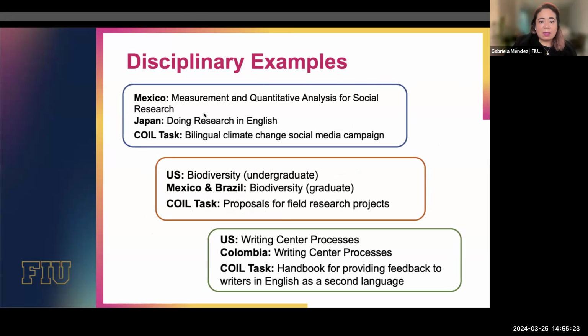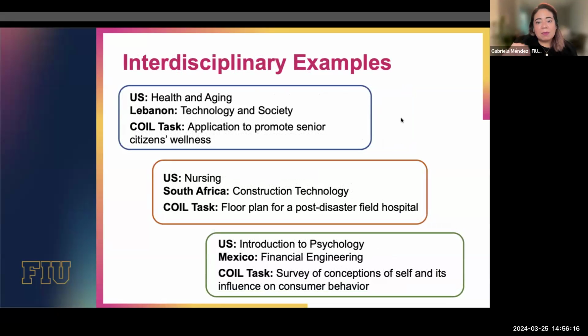But for example, talking about the same discipline in COIL, we had a course in biodiversity in the United States, working with 2 groups, one in Mexico and one in Brazil, also focused on biodiversity. One group was undergraduate students, and the other group were graduate students. And the COIL task, or the joint project, was to design a proposal for a field research project. So they worked together to design this research proposal.